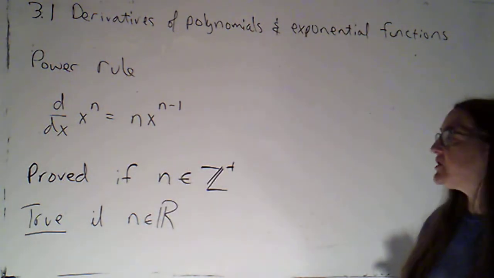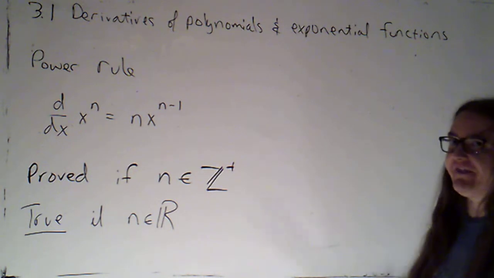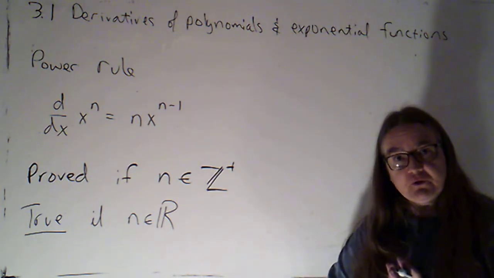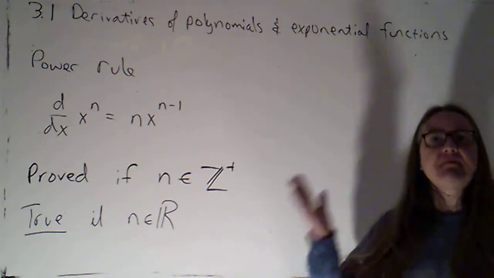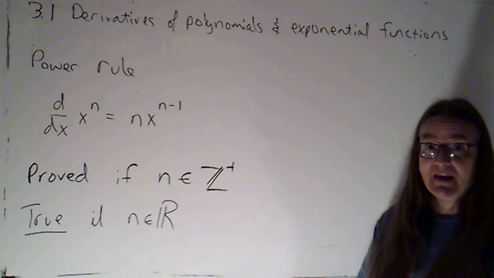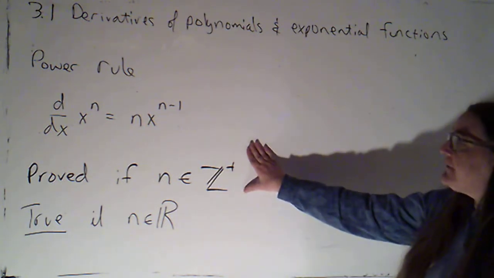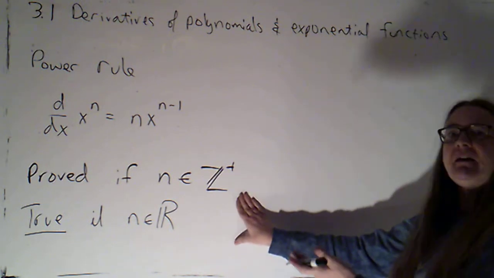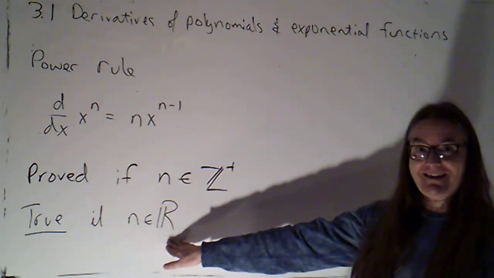Now, we don't have the tools at this point to prove that. I am simply going to tell you that. That is my gift to you. It is actually a gift from the mathematicians that have gone before who have proved that. Okay? So, we derived the formula in certain cases. We are being given that it is true in all cases.